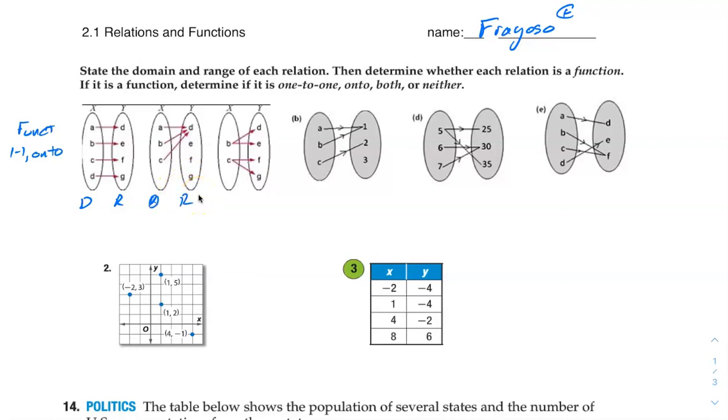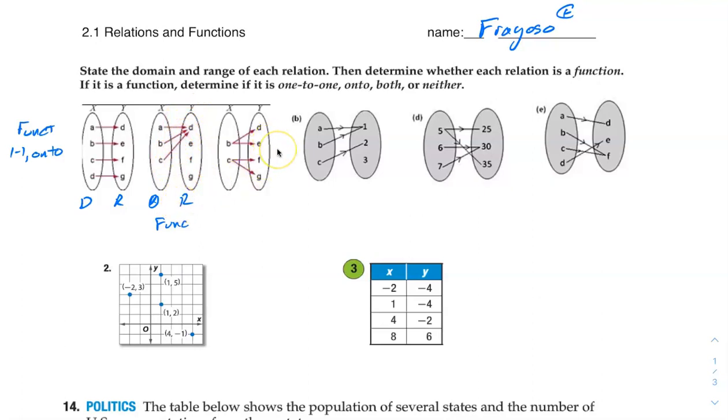Next one here, well, domain and range. Is it a function? Now, is every value in the x unique? There's only one a, only one b, only one c. So it actually is a function. Is it one-to-one? Do they all go to separate things? No, they don't. They all go to the same value, so it's not one-to-one. Is it onto? No, it's not. E, F, and G don't get used. So this is just a function.